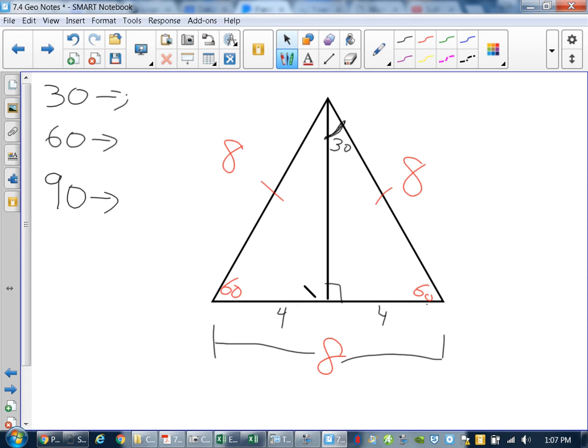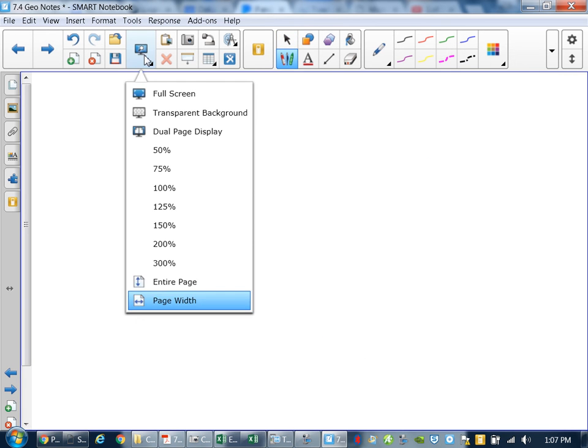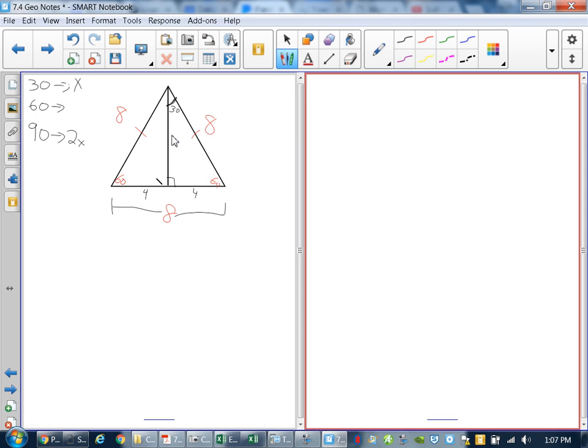So what happens here is you get some value of x, and then across from the 90 would be double that value. But how do you figure out that missing side length, across from the 60? You know two sides of a right triangle. How do you find the third? Pythagorean theorem again. So if I know that 4 squared plus something squared is 8 squared, what's 4 squared? 8 squared. Okay.